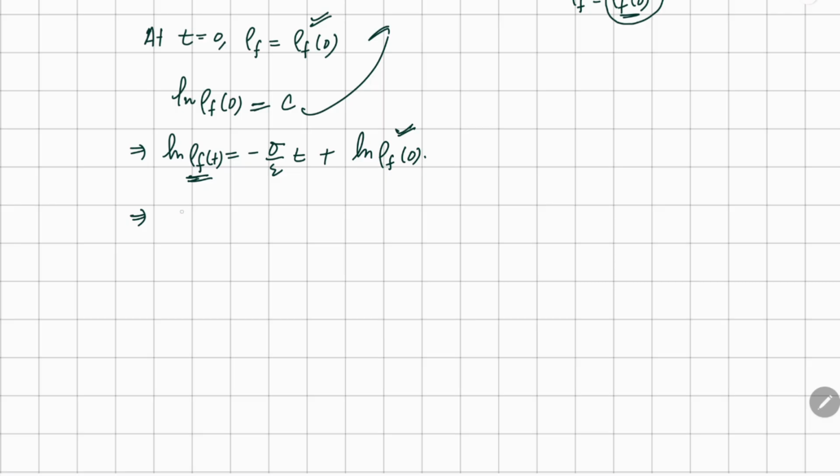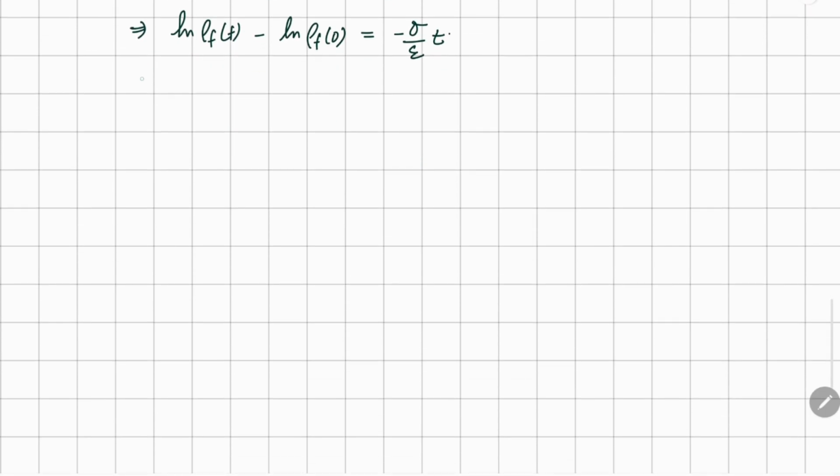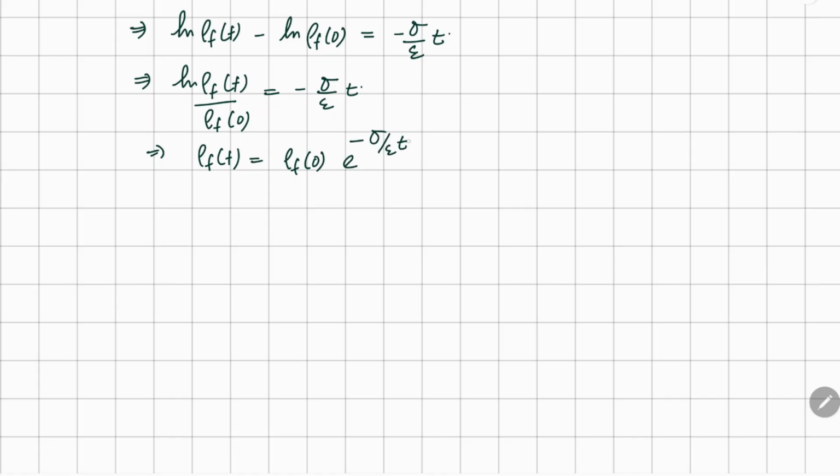Okay, let me take this left side: ln of rho_f(t) minus ln of rho_f0 equals minus sigma by epsilon t. This is basic mathematics, no hi-fi mathematics here. ln of rho_f(t) by rho_f0 equals minus sigma by epsilon t, which implies rho_f(t) equals rho_f0 e to the power minus sigma by epsilon t. Is that equation correct? Yes. So this is a very important equation.